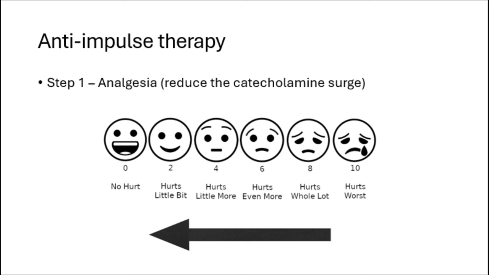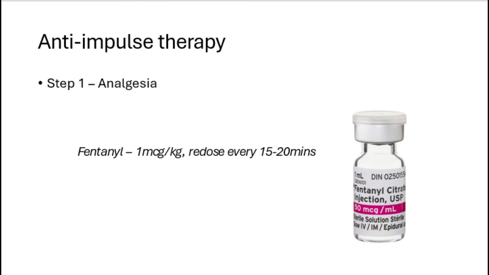We can do this before we get imaging. And my go-to drug here is fentanyl, usually around 1 mg/kg. And then I'm going to redose it every 15 to 20 minutes. Adequate analgesia can markedly reduce both the heart rate and the blood pressure. So go ahead and initiate that management before you're going for your definitive imaging.